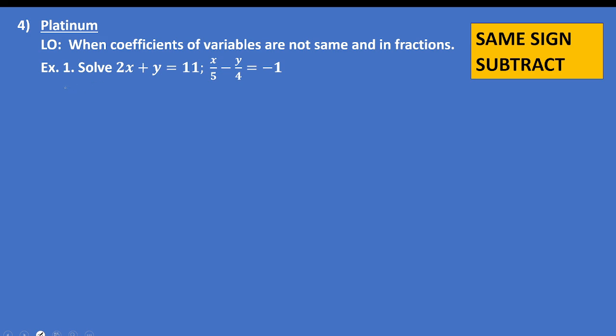Okay, so as usual, first we will write the equations with the labels, and in the second it is x upon 5 minus y upon 4 equals minus 1. This is my equation number 2.